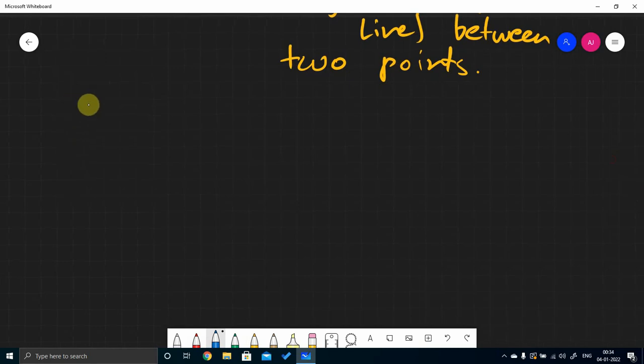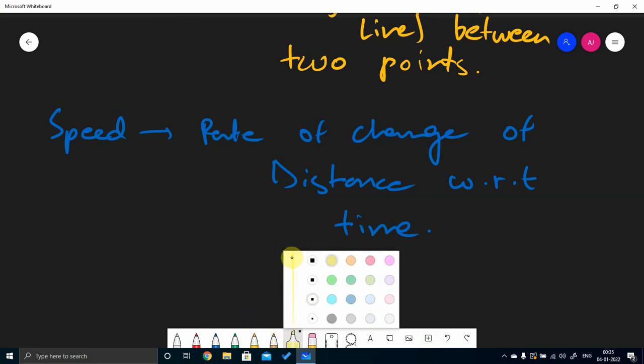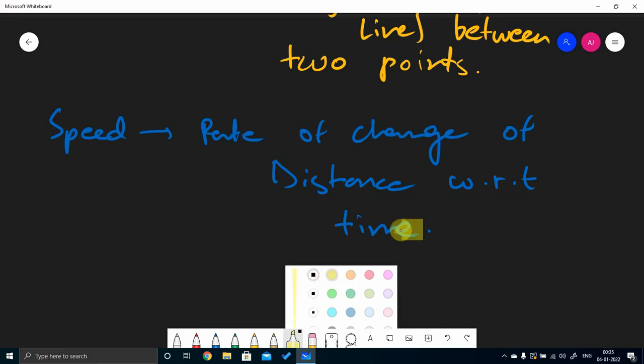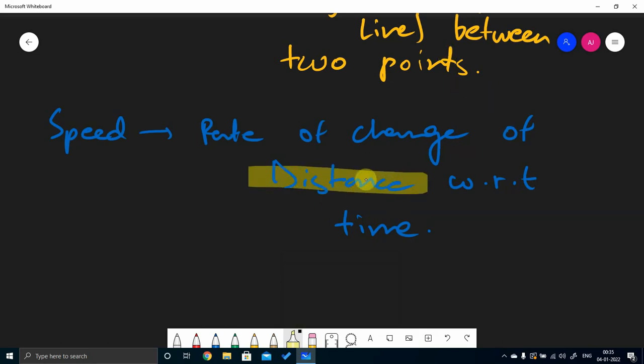Now we're going to be talking about speed. Speed is basically the rate of change of distance with respect to time, right? I'll just increase the thickness if there's any way to do that. Okay, I got it. So keep this in mind, distance, right? You need to keep that in mind.